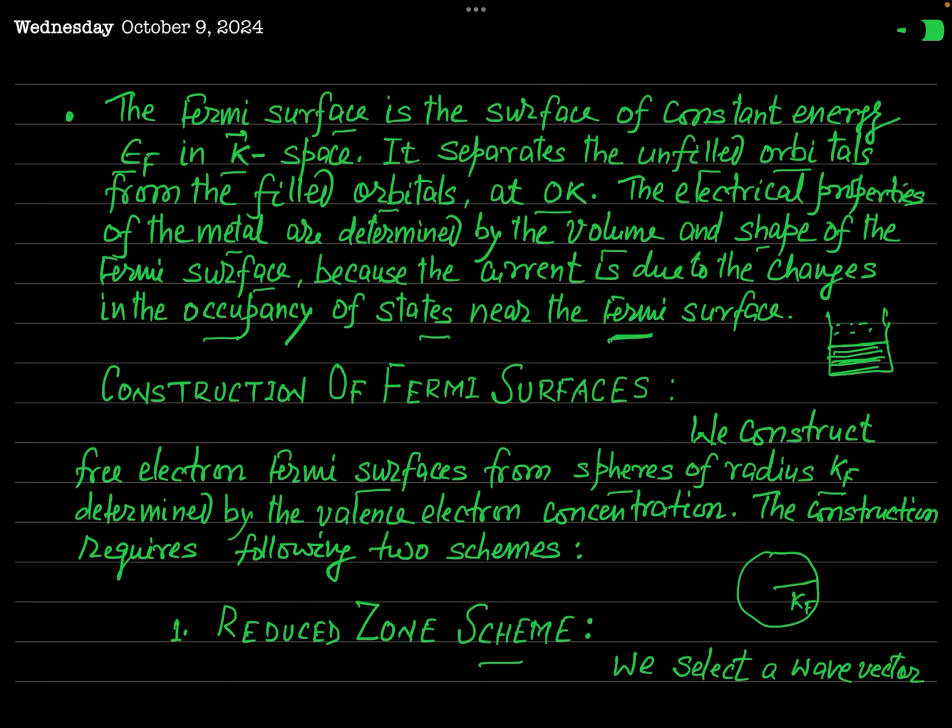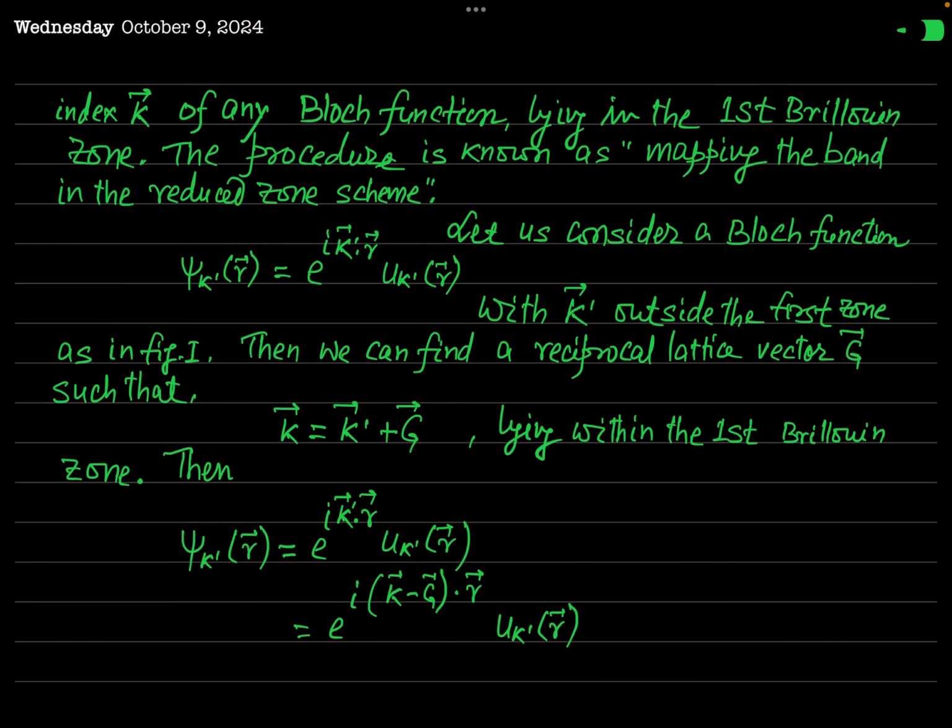In this reduced zone scheme, we select a wave vector k of a Bloch function lying in the first Brillouin zone. So this k vector will lie in the first Brillouin zone. This procedure is known as mapping the band in the reduced zone scheme. It means this wave vector must lie inside the Brillouin zone.